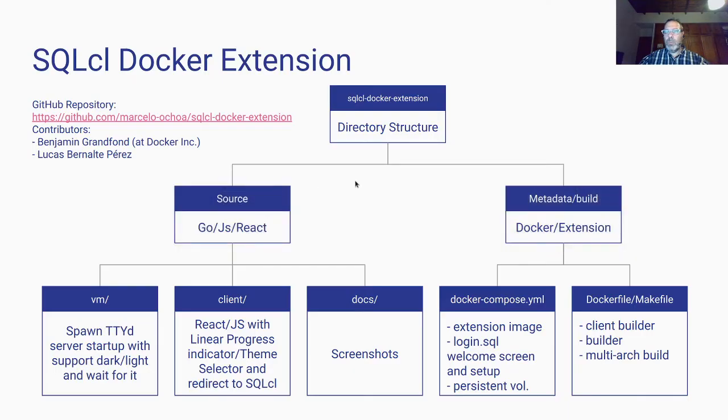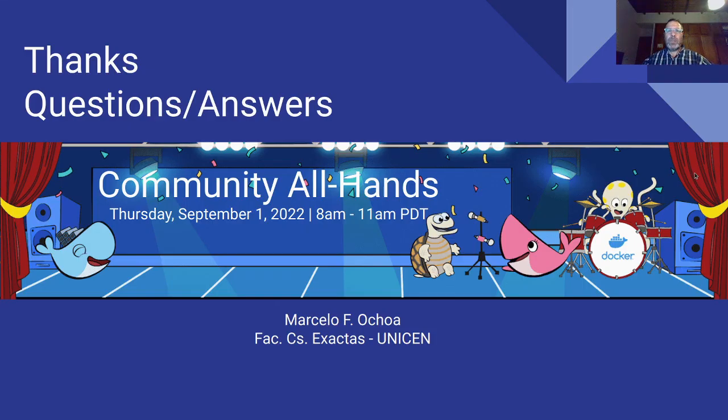That concludes my session. As you can see, it's not complicated to make an extension if you know which parts to put together in a Docker Compose file, and knowing how the Docker desktop works, it is quite easy to get all this functionality.